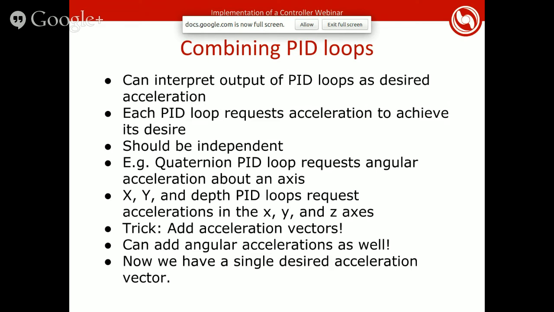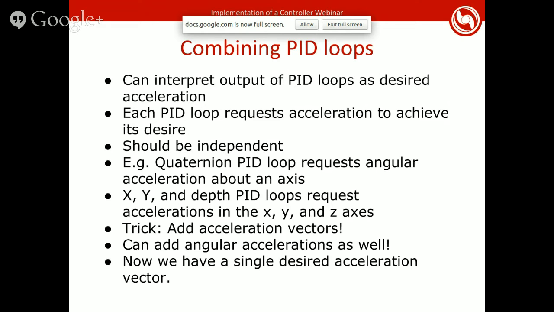And what you can do is actually combine these acceleration vectors. So if your x PID loop requests an acceleration of 2 meters per second squared in the x-axis, and your y PID loop requests an acceleration of 2 meters per second squared in the y-axis, the total acceleration requested is just the vector sum of those two quantities. So it'd be 2 radical 2 at 45 degrees from the zero heading, or whatever your reference is there. So that's really neat. Vectors are additive.